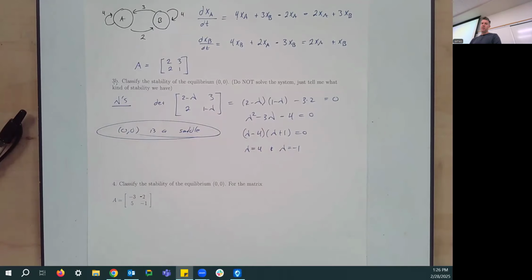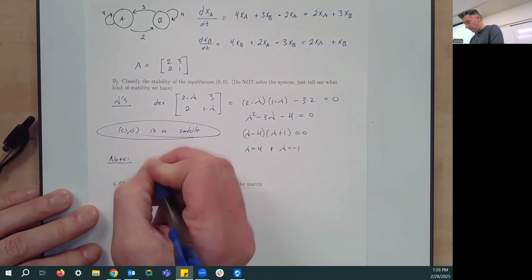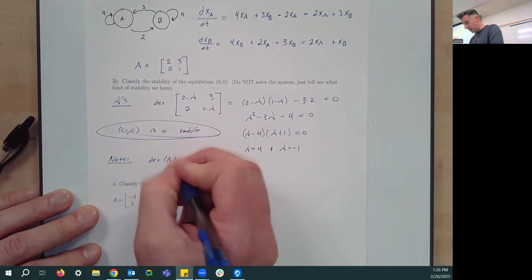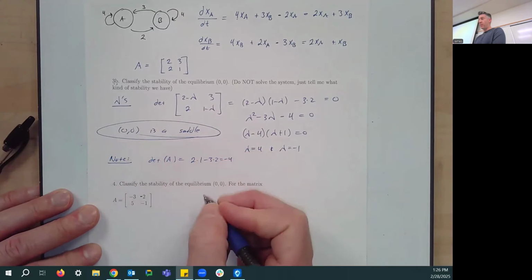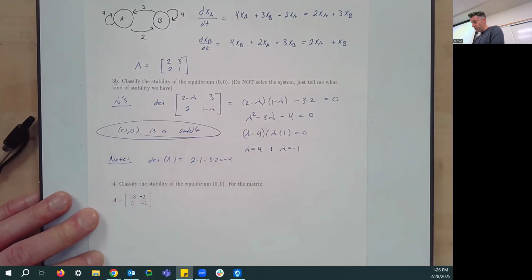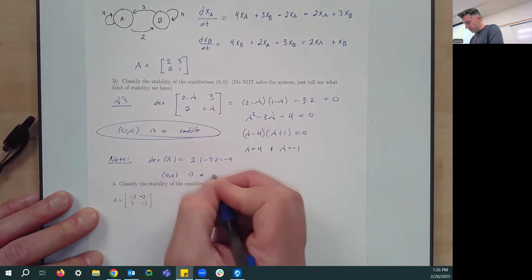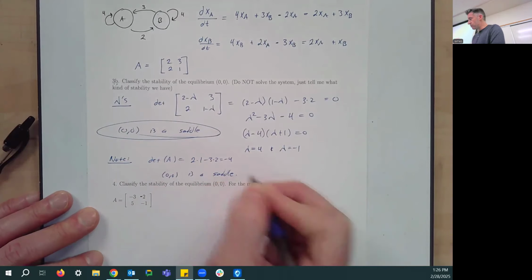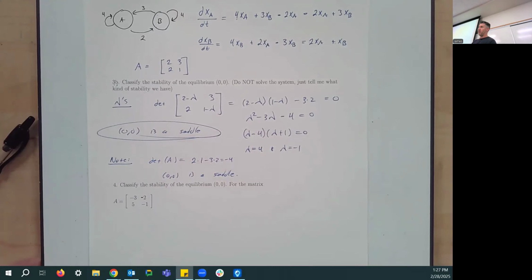If we were trying to do less work and we felt comfortable with it, we also could have just found that the determinant of A itself is negative. It's 2 times 1 minus 3 times 2, which is negative 4. And that would have also told us that we have a saddle. I would say when the determinant's negative, it's kind of the best case as far as classifying because you don't have to do any other work.